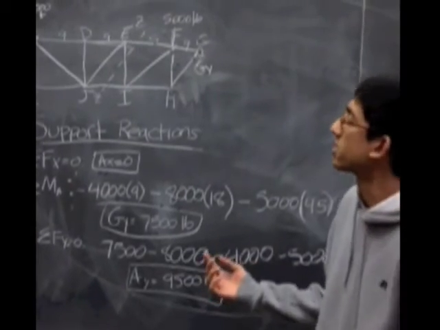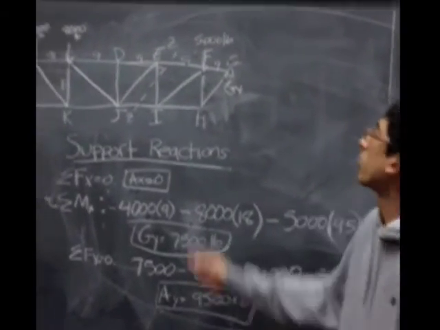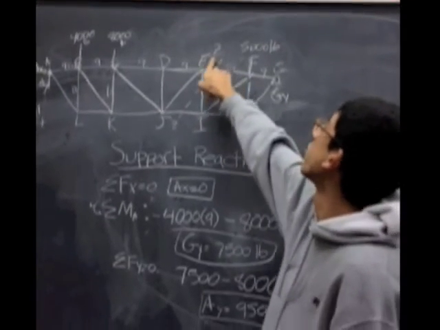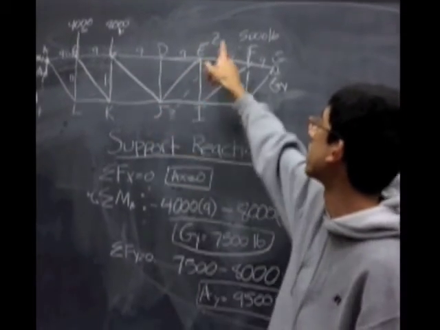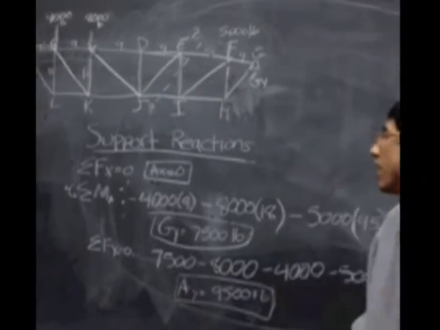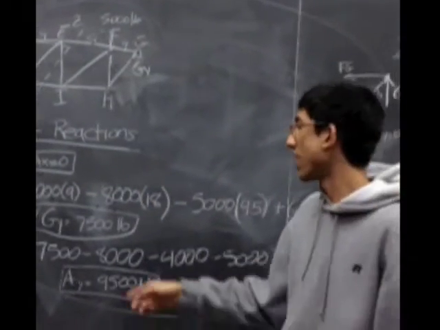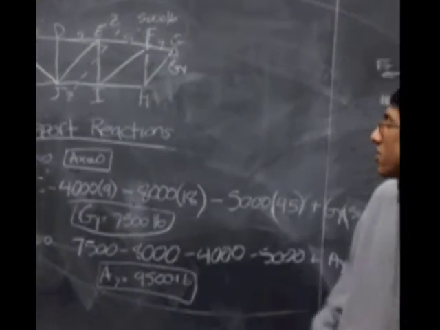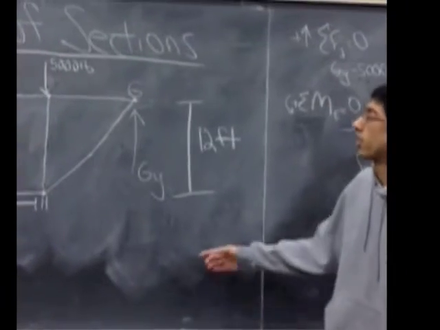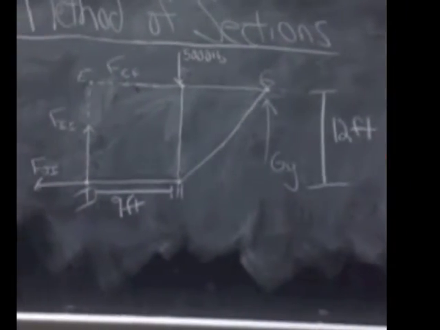And now we're going to analyze this problem using the method of sections. We're going to cut the truss from point Z to point Z using this line. And we're also going to need to use our support reactions again, so remember that Gy is equal to 7,500 pounds. Alright, so now we're going to use this drawing to help analyze the method of sections.